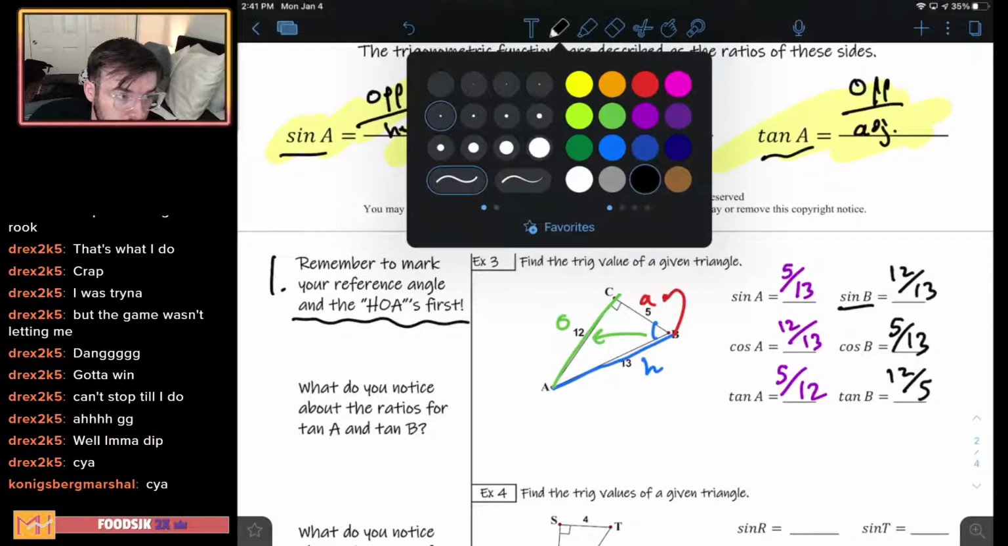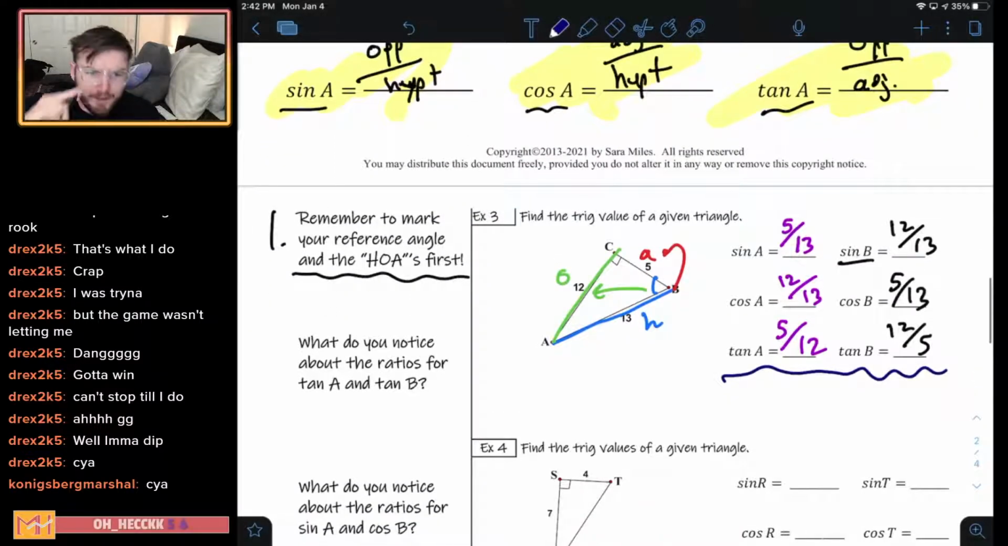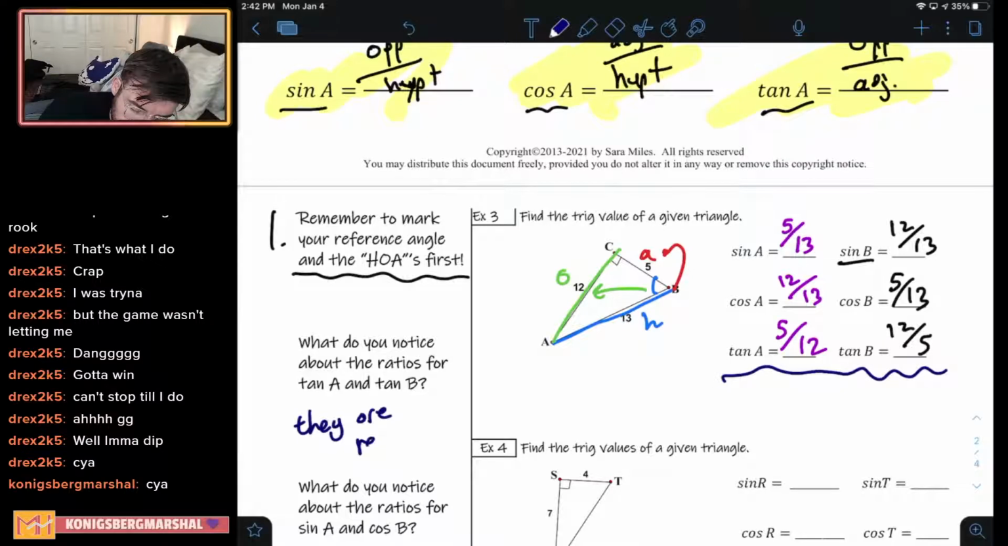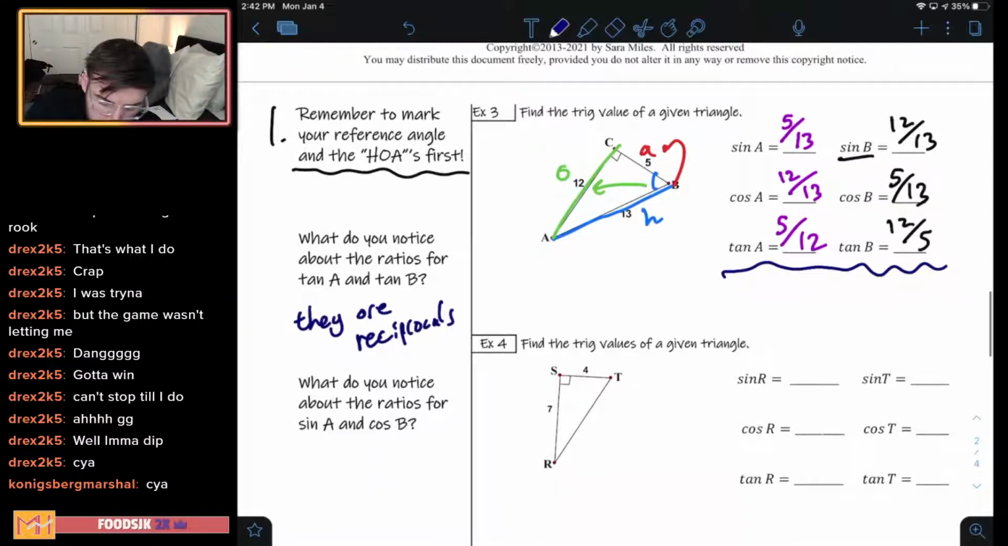What do you notice here? They're flipped, right? The fancy word for that is reciprocals. What do you notice about those ratios? They are reciprocals. They're flipped.